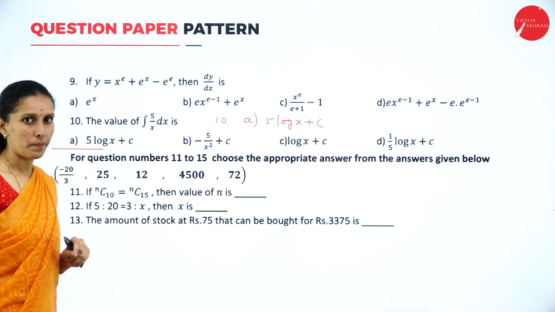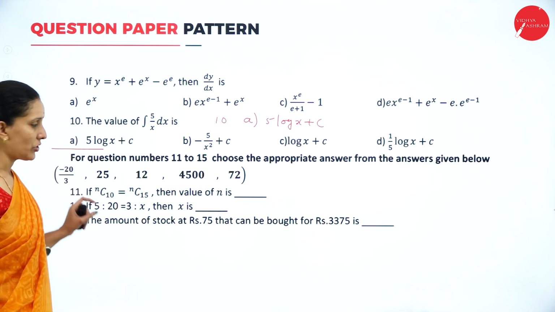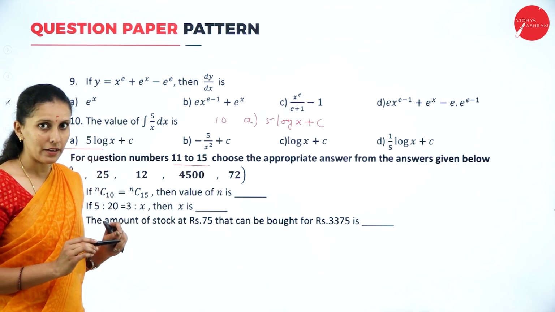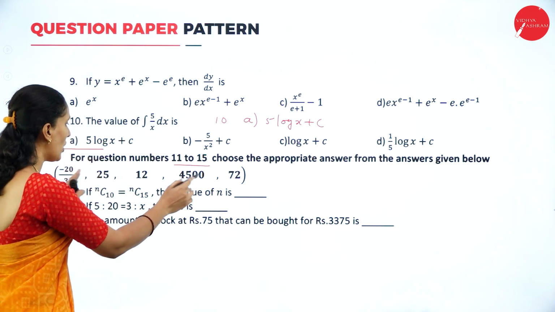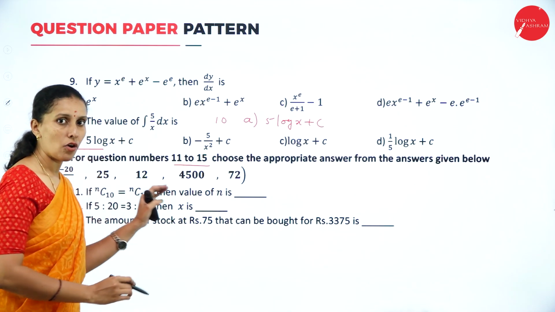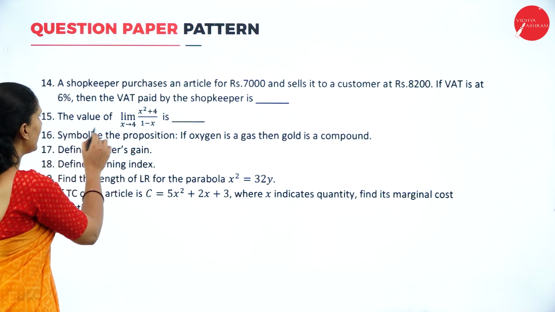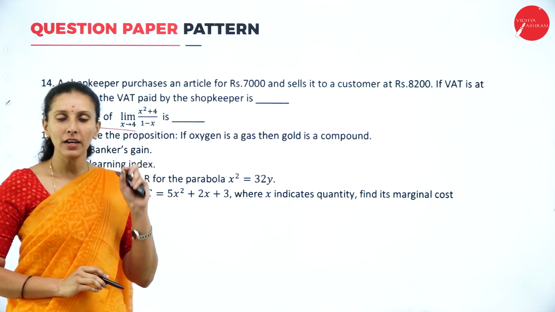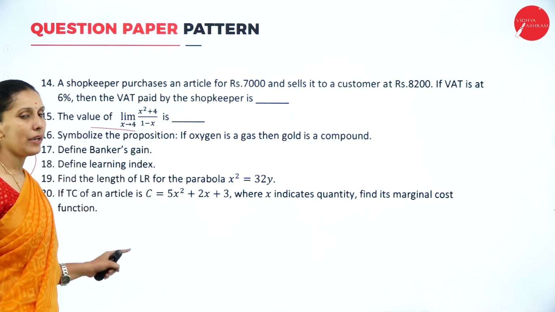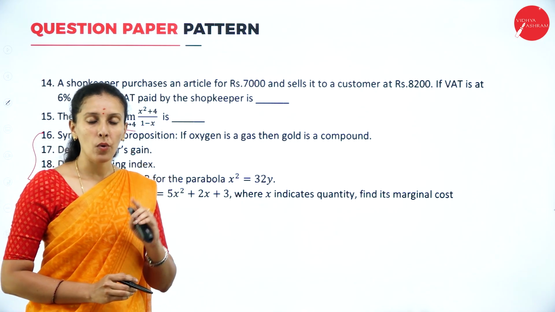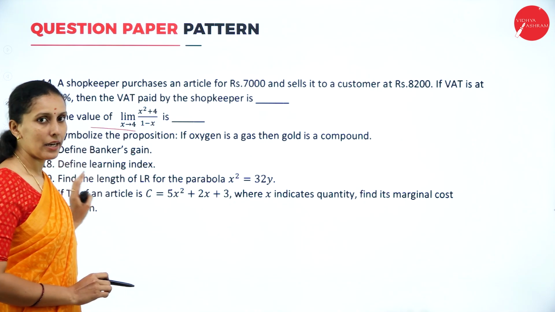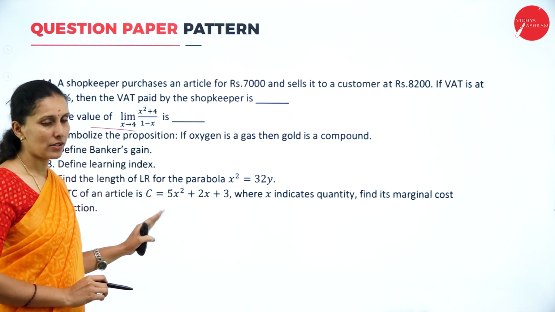Write it properly. You have the next 5 questions, from question number 11 to 15. Fill in the blanks will be given along with the answers jumbled. You need to choose the correct answer for all the 5 questions and write it there. And the next 5 questions will be question and answer type, 1 mark questions. You are supposed to write the proper answer for these.